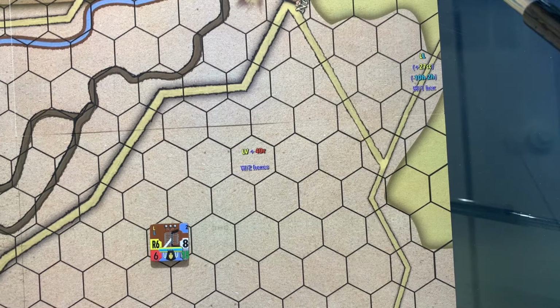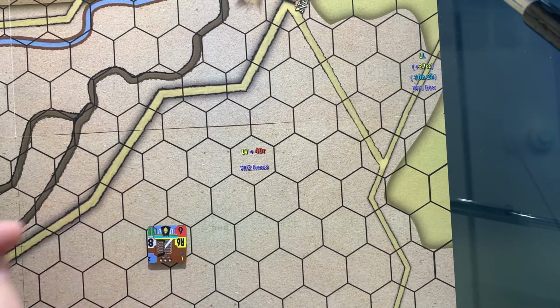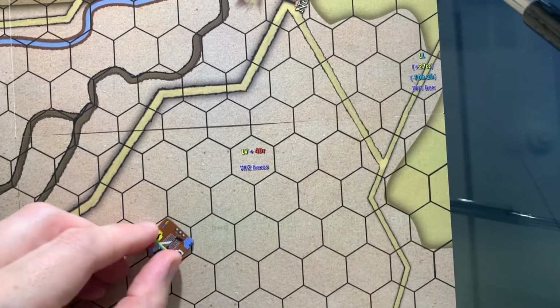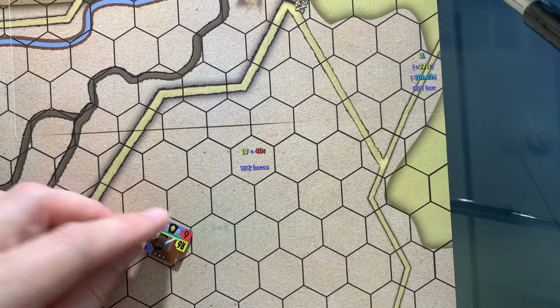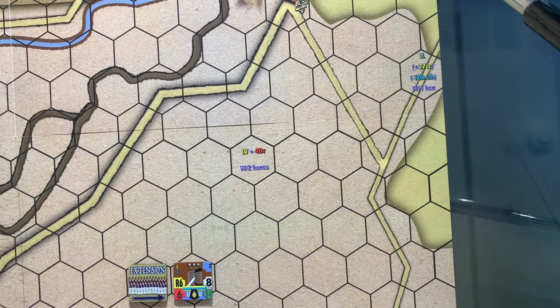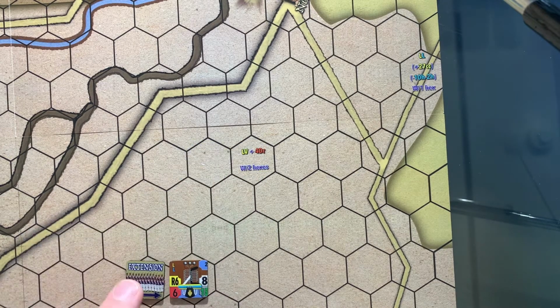So if a unit here in line wants to rotate, it's going to cost 1, 2, 3 to rotate within its hex. In column, similarly, 1, 2, 3. If the unit is in extended line formation, the forward movement is going to be similar, 2, 4, 6, for a normal line.